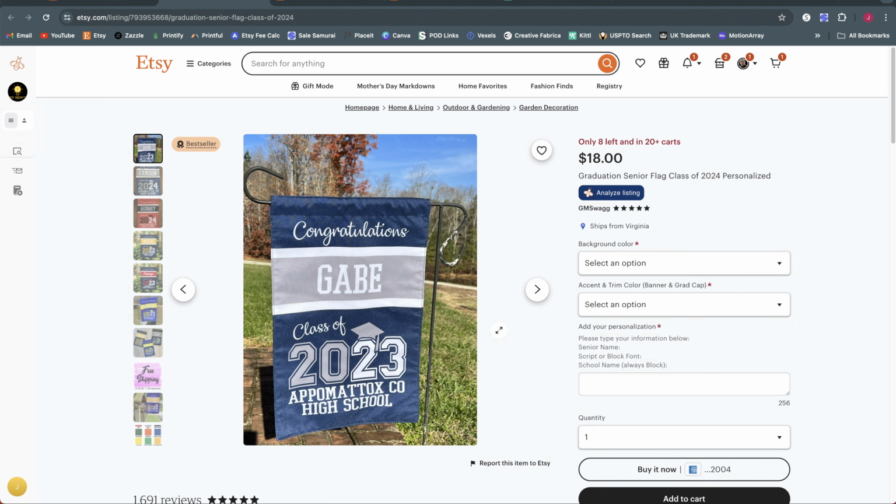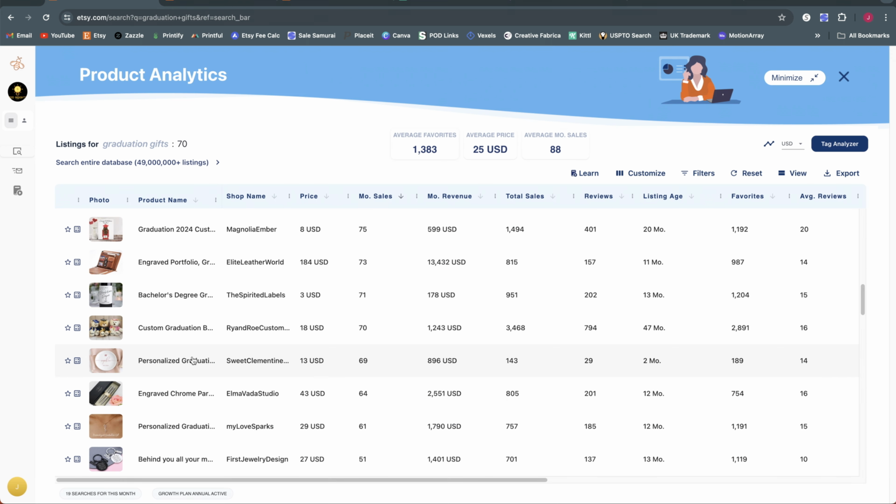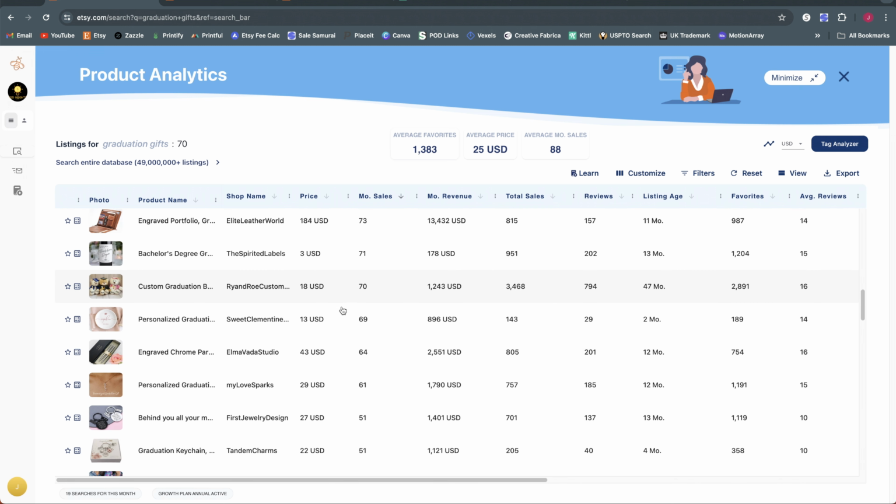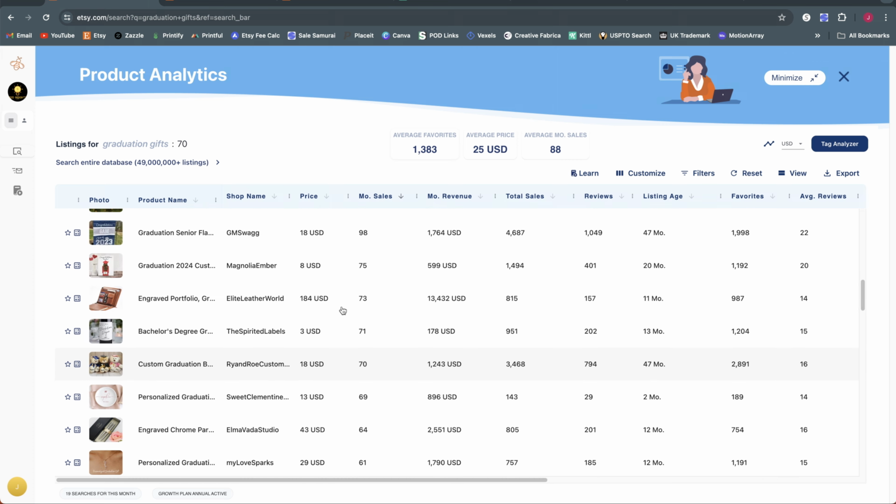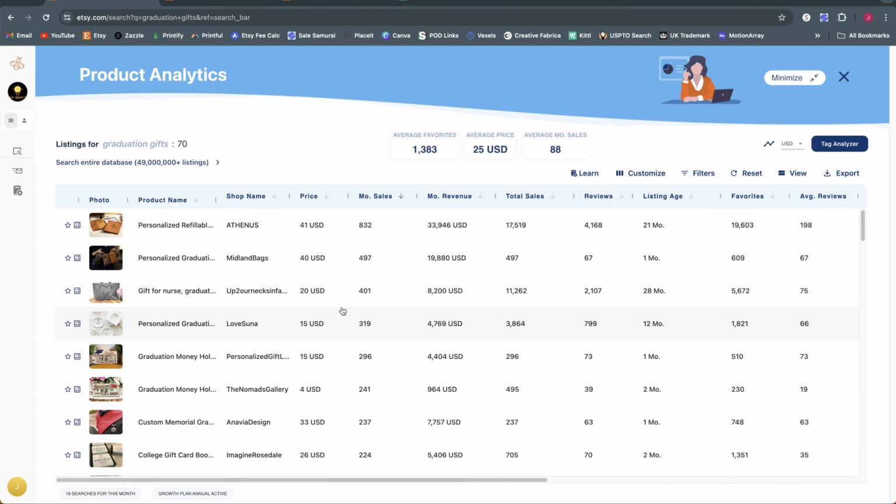Here's just another idea, again a product we can get from print-on-demand platforms: these yard flags. This is something you could definitely create designs for and offer personalization with the graduate's name. This would probably be a really good one for high school graduations, college graduations, but again, you can offer different variations very easily. So I think I made my point here. Even with a very high level general search like graduation gifts, we're finding some top sellers that are print-on-demand available products.